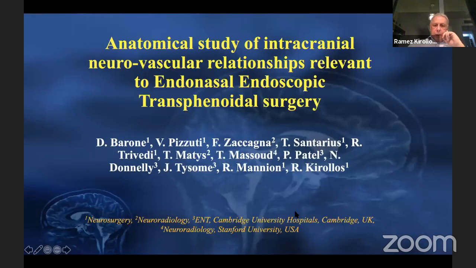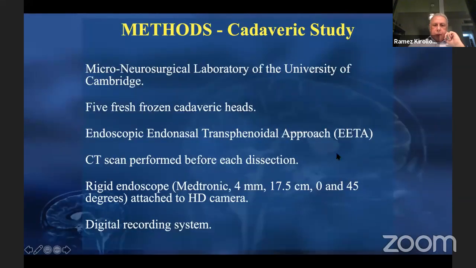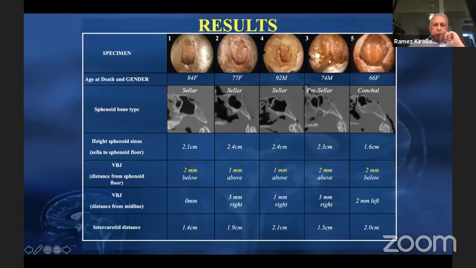So we did this study both in cadavers and radiological. We had a few cadavers which we have scans on the CT scan. And we find, despite the different variations, that the vertebrobasilar junction is really, really within a few millimeters of the floor of the sphenoid sinus. So this is, again, a very good landmark when you do clival chordomas.